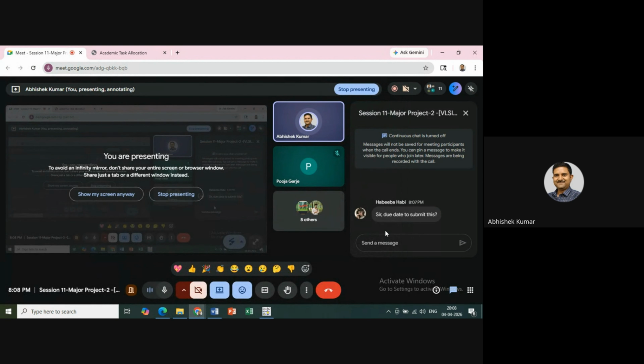On the query about the due date and the date of submission, I just gave some message in the admin from your group. The admin can tell you better about how to submit and when you have to submit.